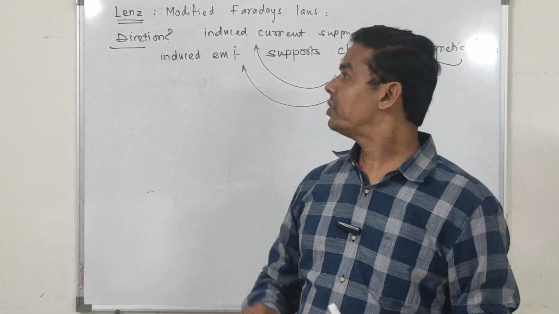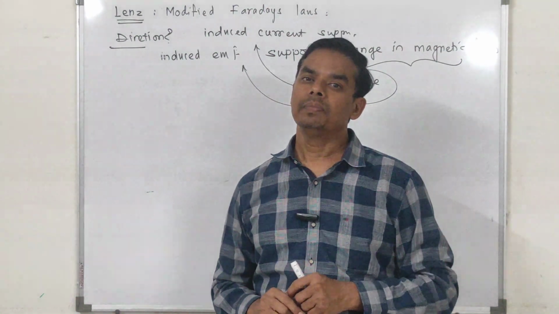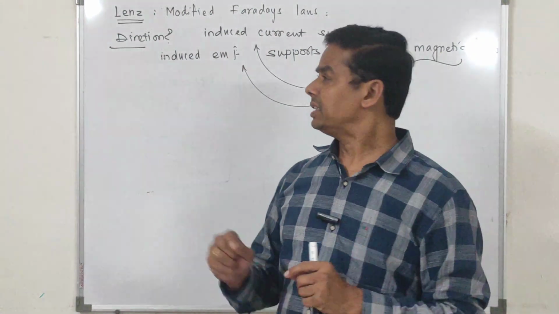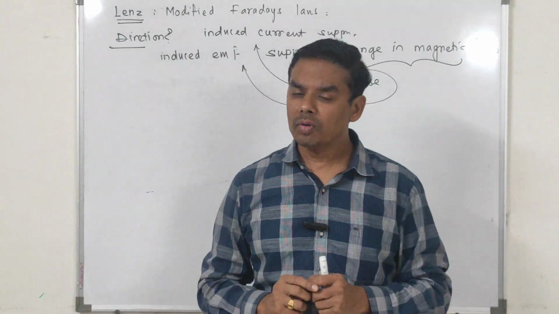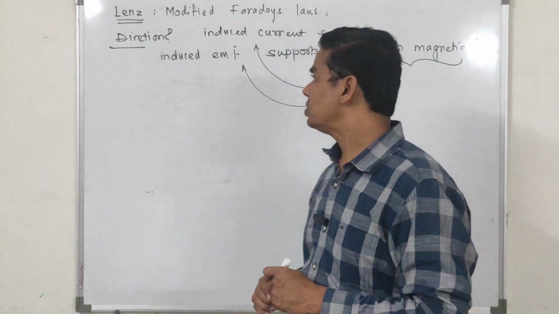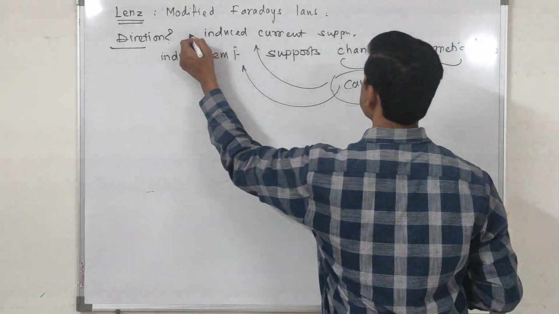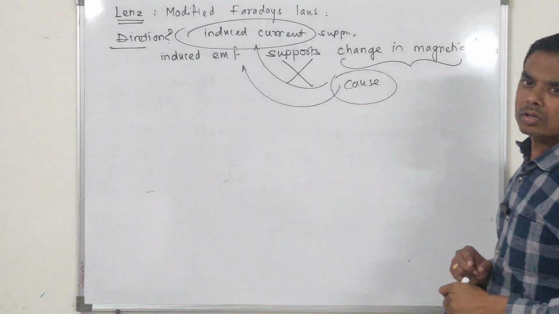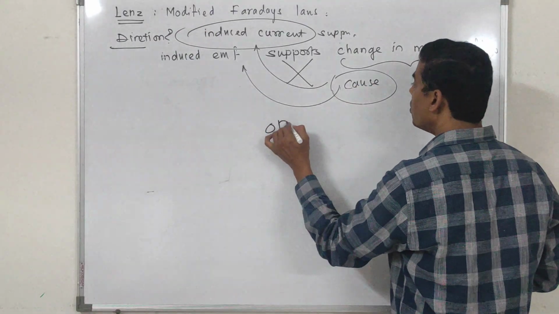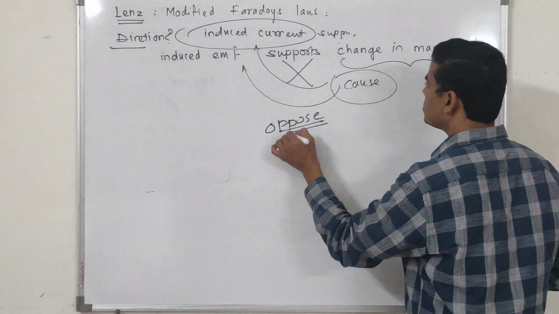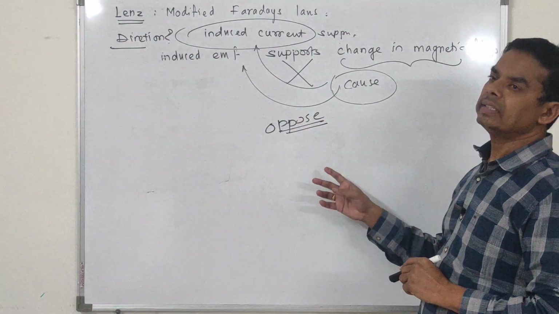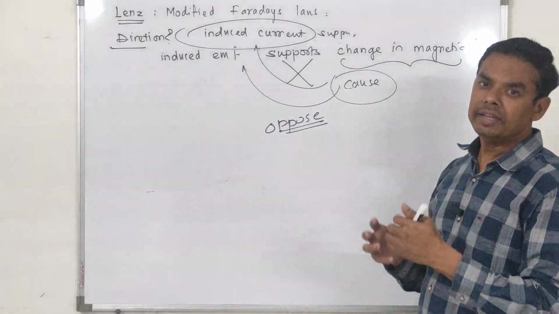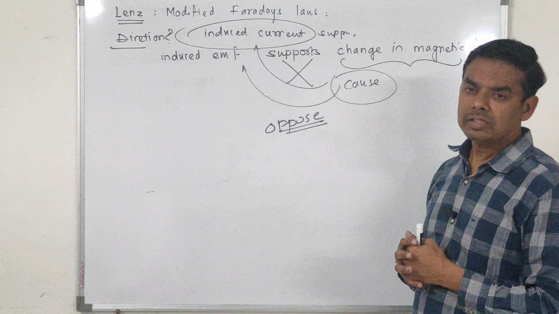This fact was observed by Lenz, and Lenz has given the direction of induced EMF. If it supports, then that will be a contradiction to the law of conservation of energy. So according to Lenz, what is the direction of induced EMF? The induced current is induced in such a way that it will not support the cause which produces it. It will oppose the cause which produces it. And if it opposes, then that is consistent with the conservation of energy. So what has Lenz given here? How did Lenz modify Faraday's law?